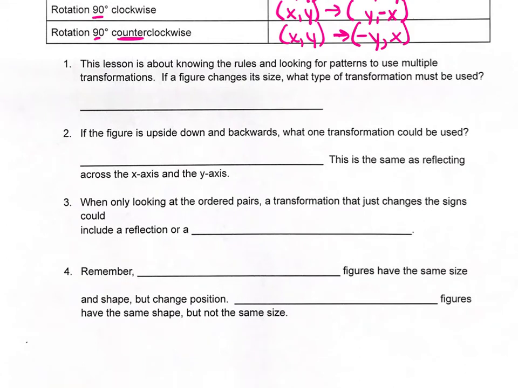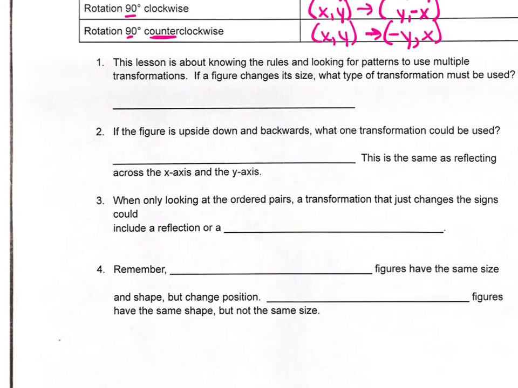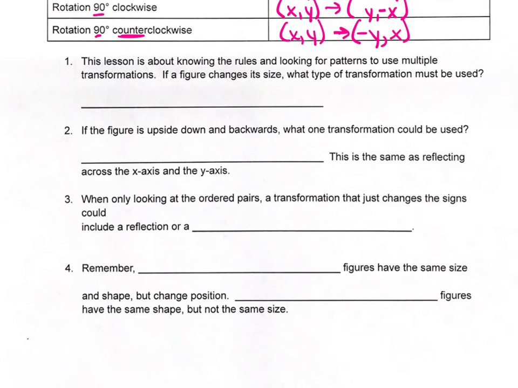So we're going to just kind of note some different facts that will be helpful for us in combining transformations. This lesson's about knowing the rules and looking for patterns to use multiple transformations. If a figure changes its size, what type of transformation must be used? That would be a dilation.